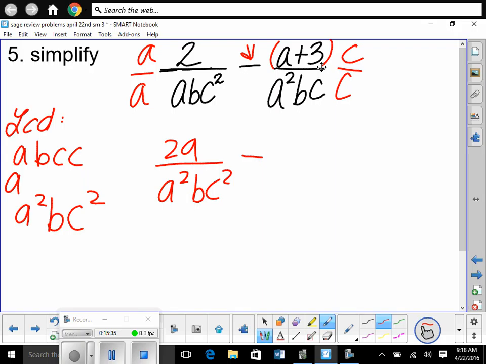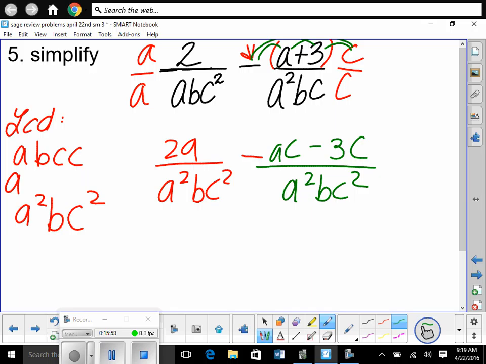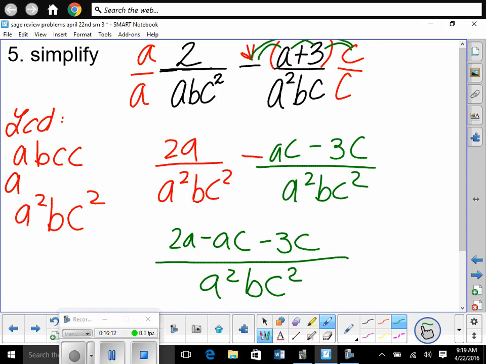Is everybody paying attention so I don't confuse anybody? So negative a times c is negative ac, right? Let's be careful, don't we need to distribute the negative? Negative 3 times c is negative 3c's, right? So now we distributed the negatives through, and that's over a squared bc squared. So now they're all good. Now we just combine like terms, which on the top there's no like terms. So we have 2a minus ac minus 3c all over a squared bc squared.